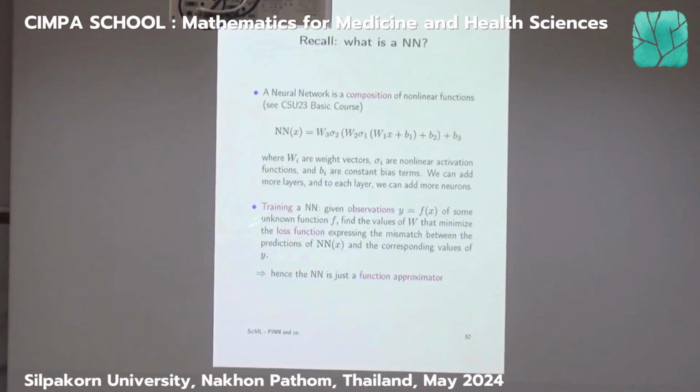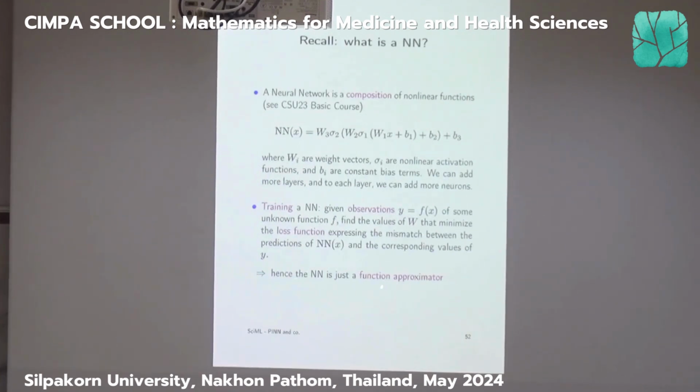So the whole idea of training, everything we've been doing, is that given observations y, or some function f, find the values of w, and minimize the loss function that expresses the mismatch or the error between the predictions, which you can call nn of x, and the corresponding y. So y hat, in my case the neural network, equals nn of x. I just need to know x, and I get an approximation of y. So you see, neural networks are the same as this, just going one step further.